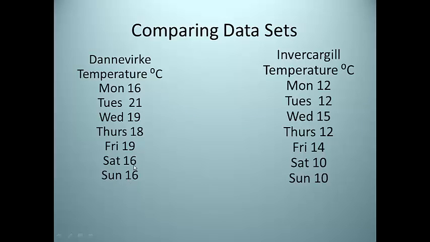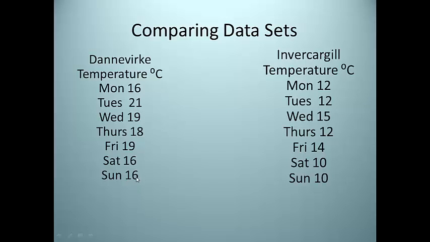Now, if you have a look, the mode in this case is the number 16 because it occurs 3 times, and over here the mode is 12 degrees. You wouldn't normally necessarily get a mode for data like this, but in this case we have, and it's a very clear mode. So 3 days of this week with 16 degree highs, and 3 days in this week over here for Invercargill with 12 degree highs. So that's the mode.